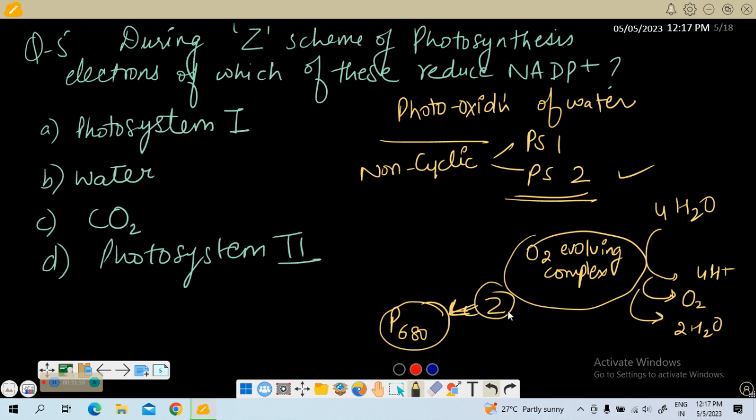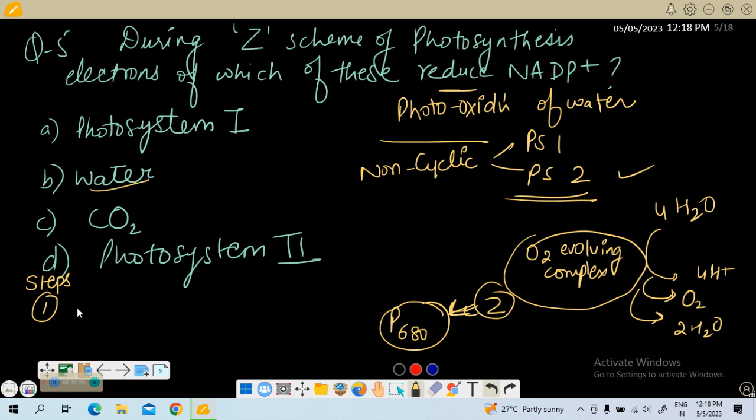So here they are asking, during the Z scheme, electrons of which of these reduce NADP positive? Which of these will reduce NADP positive? Okay, here NADP positive, that means they are talking about its reduced form, that is NADPH. So the first step is photo-oxidation of water. After photo-oxidation, the first step is the primary acceptor quinone.